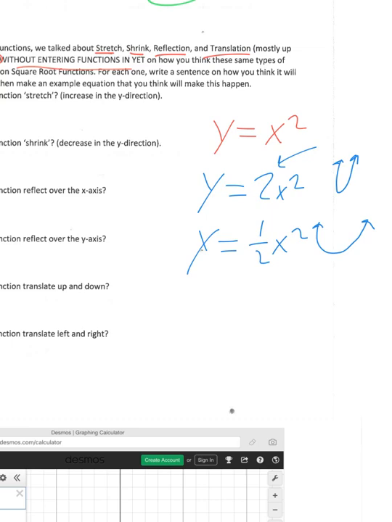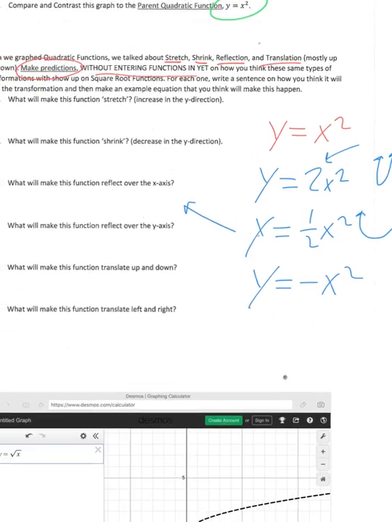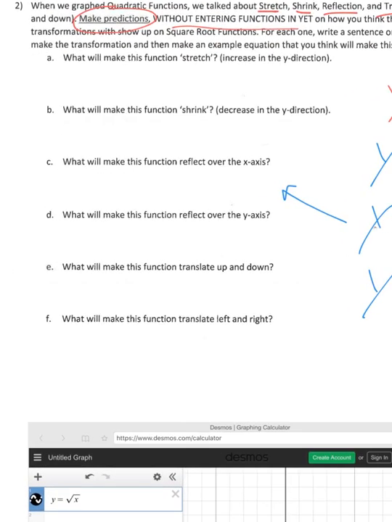We're talking about radical functions now. Again, you haven't punched anything in yet, but make a prediction. What kind of equation do you think would do that for a radical function, okay? A reflection, or what made a reflection for a quadratic? Something like y equals negative x squared. So what do you think is going to make that happen with the square root function? It's asking you to try to predict what kind of function will do that, and you should also make a function over here. So what do you think will make a shrink? Y equals blah, blah, blah.